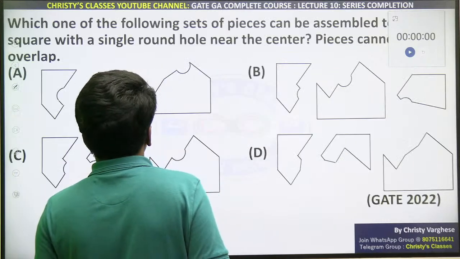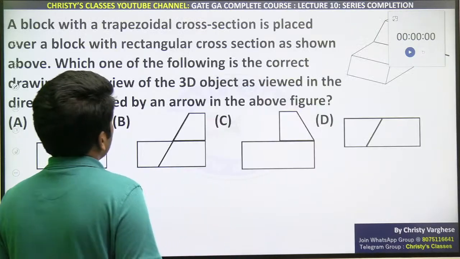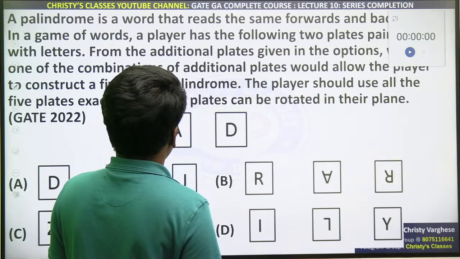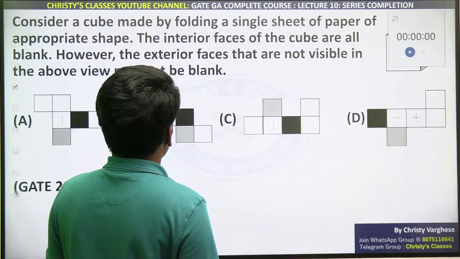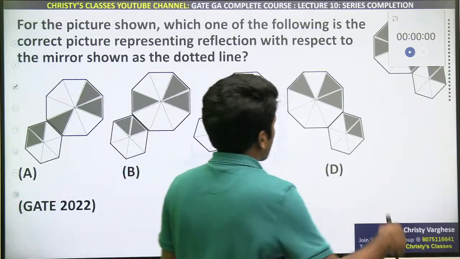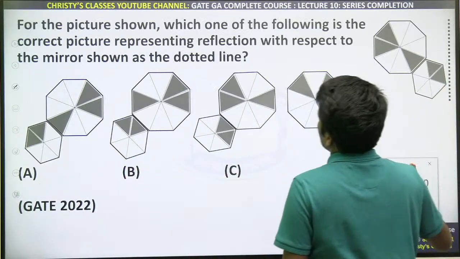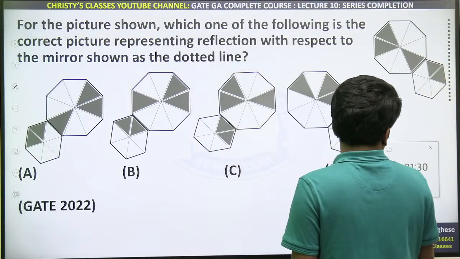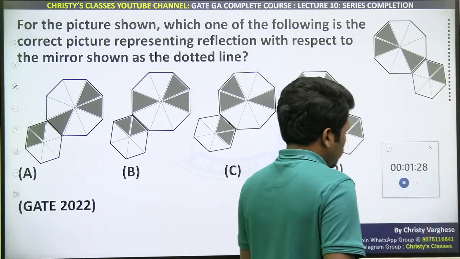I'll come back to option C. By that time, we will see another question of the same type. See this question. This is not translation. This is a mirror image based question asked in 2022. All of you make a try.